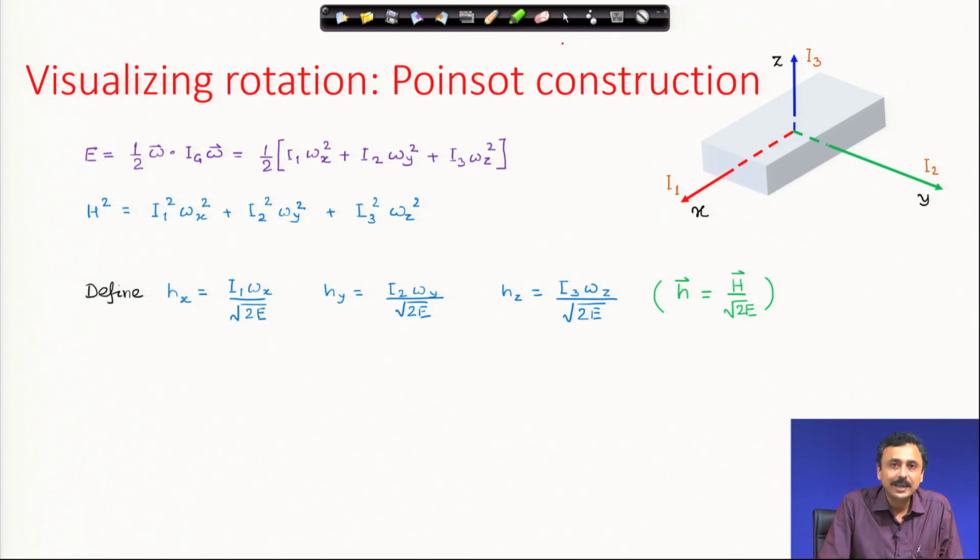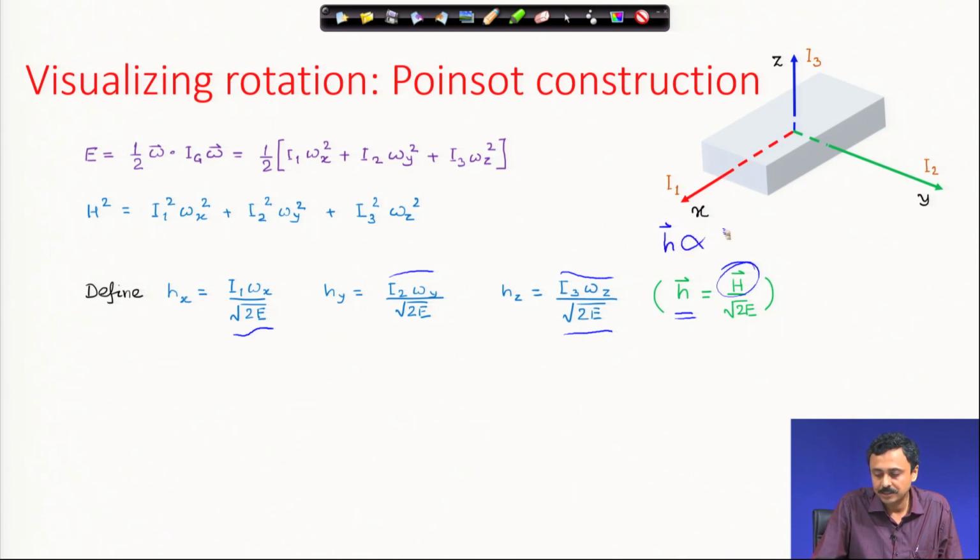Here I have used lowercase h x, lowercase h y, lowercase h z, which are I 1 omega x divided by a constant quantity in terms of energy, energy is a constant, I 2 omega y divided by that constant, I 3 omega z divided by that same constant. And you will notice this new vector, lowercase h vector, is equal to the angular momentum vector divided by a constant quantity, 2 times under root 2 times the energy.